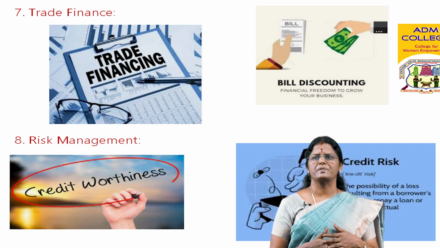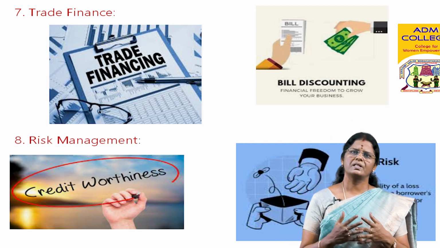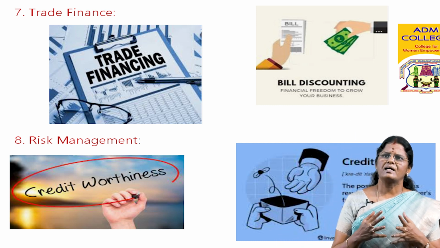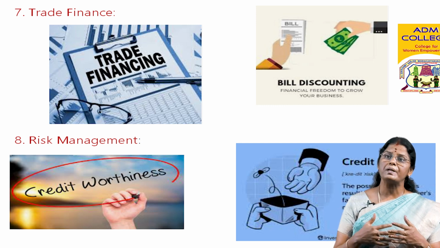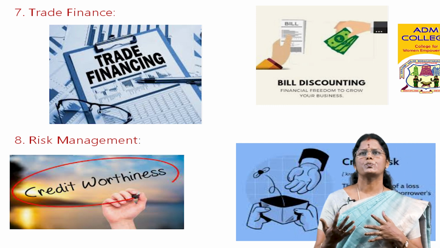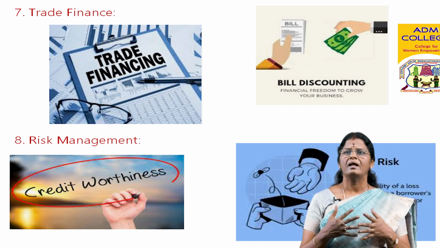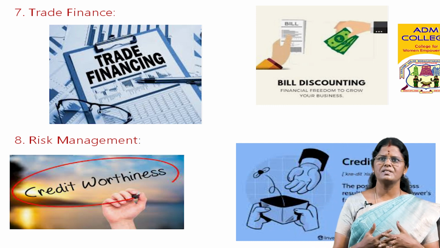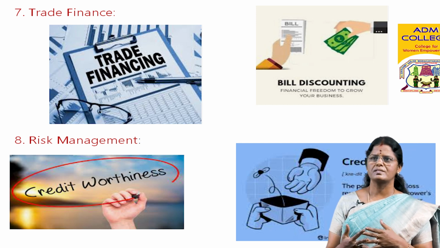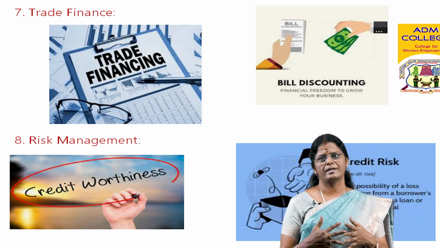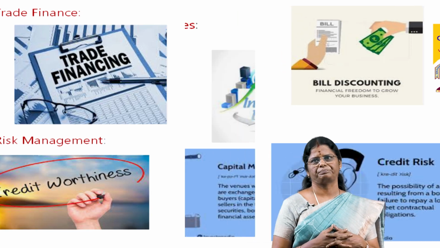Next, risk management. The commercial banks manage various risks associated with their operations. They assess creditworthiness, conduct risk analysis, and implement risk management practices to ensure the soundness of their lending and investment activities. Risk management also includes compliance with regulatory requirements and adherence to prudential norms.